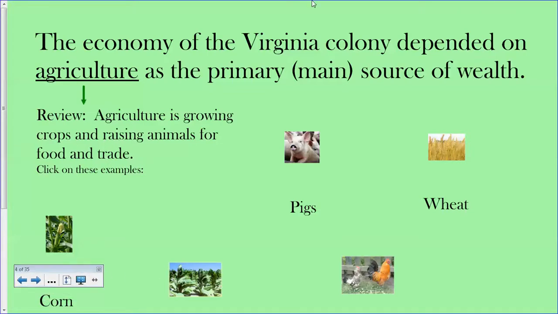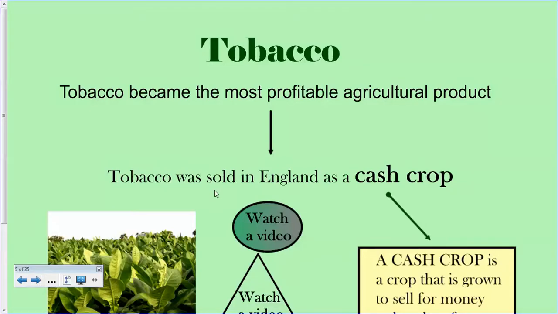So agriculture, all of these things were the main source of wealth. However, this one, the tobacco, was the cash crop, meaning it brought in the most money, it was worth the most money. So if you had a choice between all of these, you would try to be a tobacco farmer. It became the most profitable agricultural product by far.